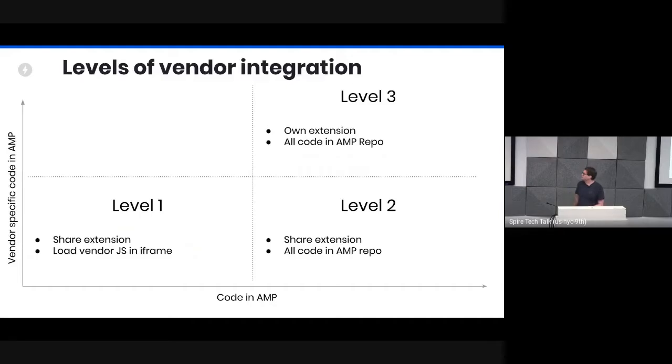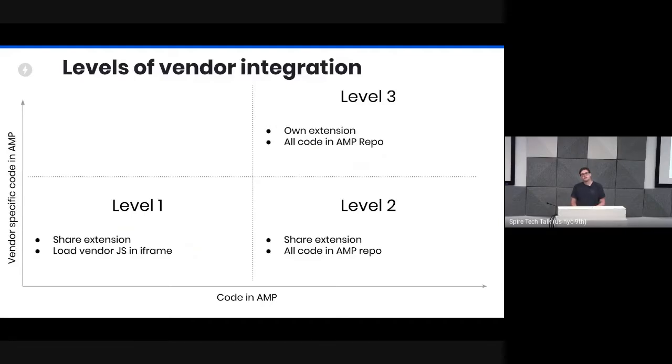So if I break this graph down into a few well-defined groups, the idea here is that we start at level 1 as the default case. If we can't make the feature work in that, we move to level 2. We explore level 2, we can't make it work, we move to level 3. So level 1 is things like AMP iframe. We share an extension, we load all the vendor JS in an iframe. So just a source URL, right?